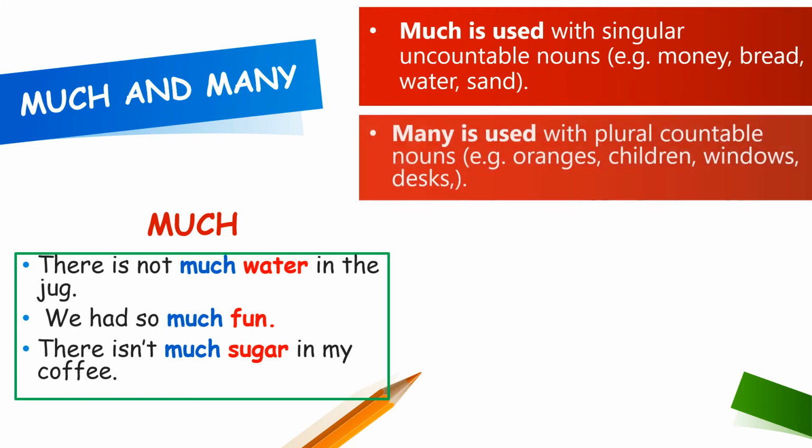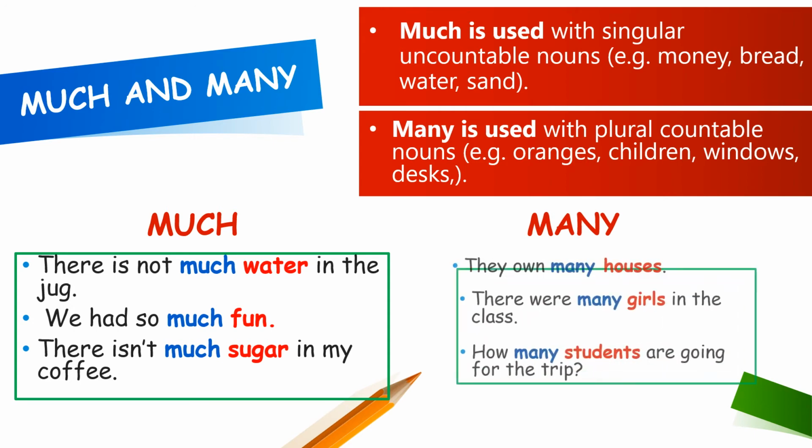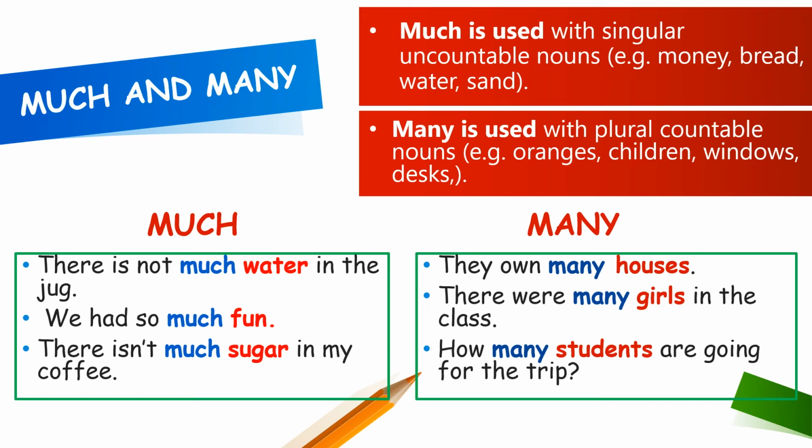Many is used with plural countable nouns, for example, oranges, children, windows, doors. Let's see a few examples using many. They own many houses. There were many girls in the class. How many students are going for the trip? So we are using many in front of countable nouns. So we can count the number of houses also, girls also, and students who are going for the trip.